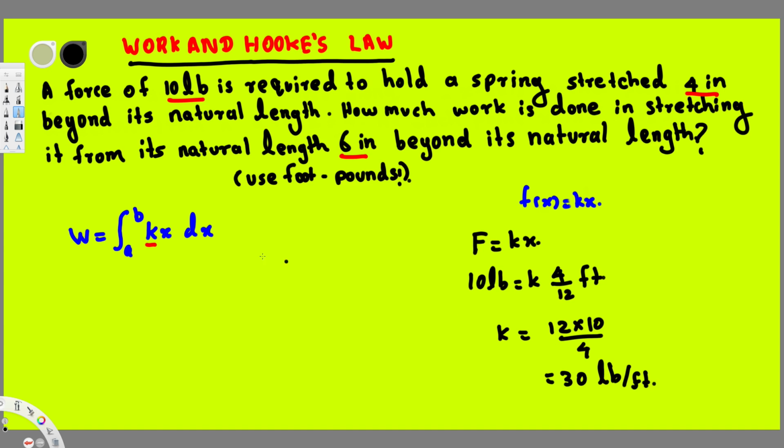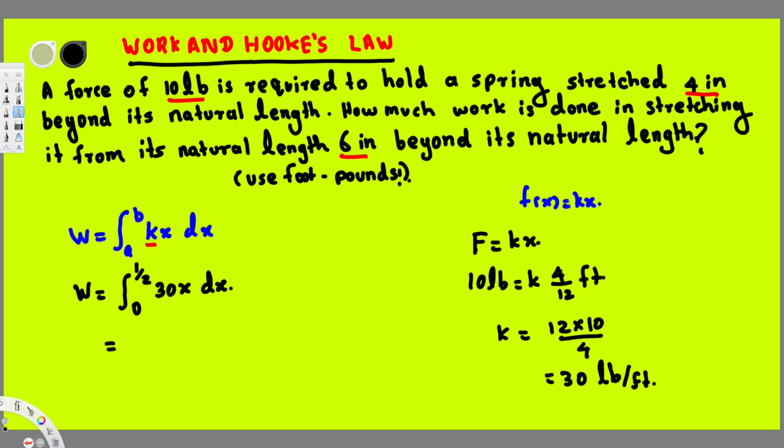Now we can apply this into the equation to find the work. Let's go ahead and plug in all the values. Work is equal to the integral. They have mentioned that it is stretched 6 inches from the natural length. Natural length is 0. To convert 6 inches into feet, I have to again divide by 12. If you divide 6 by 12, that's going to give you half. So this is going to be half, and here we put 30 instead of the spring constant. So this is going to be 30x dx, and this is an easy integration.